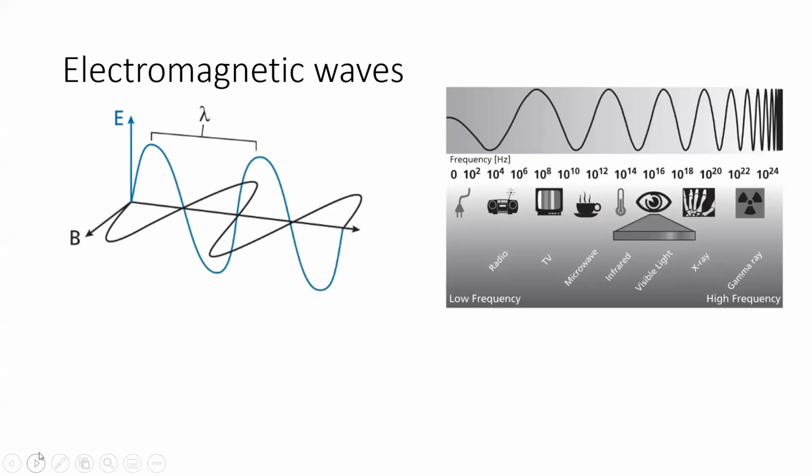Light is electromagnetic waves. And so the structure of light is that we have these perpendicular waves that are superimposed onto one another: the E field, the electric field, and the B field, the magnetic field.